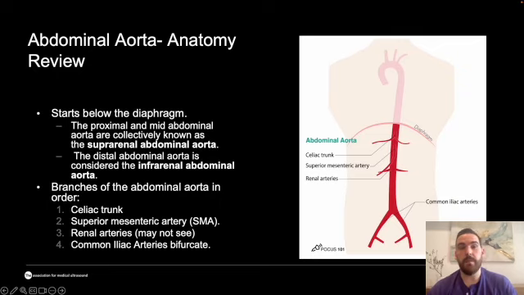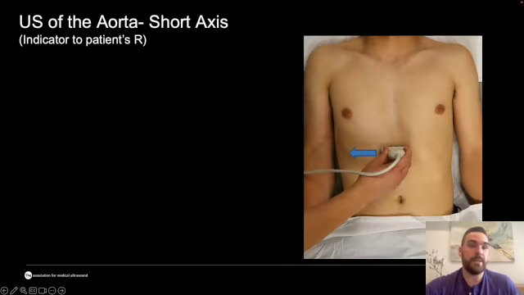We are observing the proximal and mid abdominal aorta. Everything above the renal arteries is the proximal aorta, and everything below the renal arteries is referred to as the distal abdominal aorta. The most common branches that we'll see are the celiac trunk, that's the first branch, the superior mesenteric artery, the SMA, and potentially the renal arteries. Then we'll get all the way down to the umbilicus, where we should see the aorta bifurcate into the common iliacs.